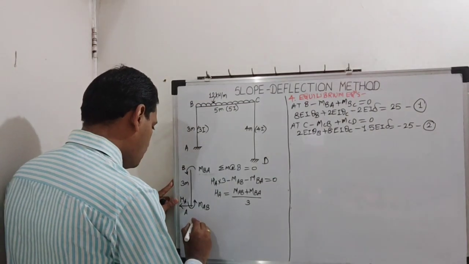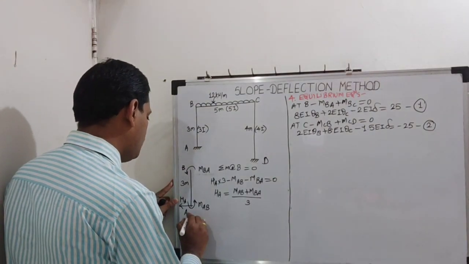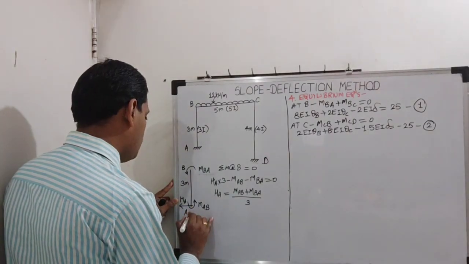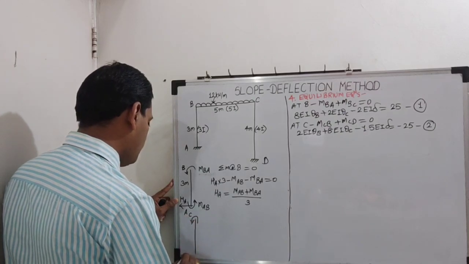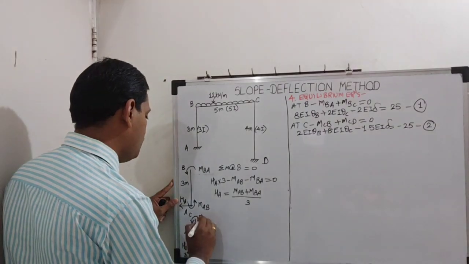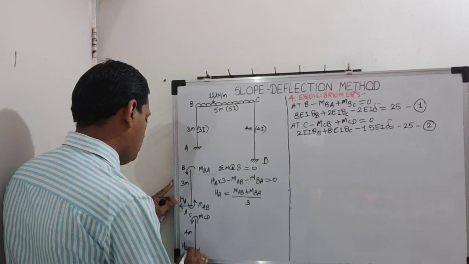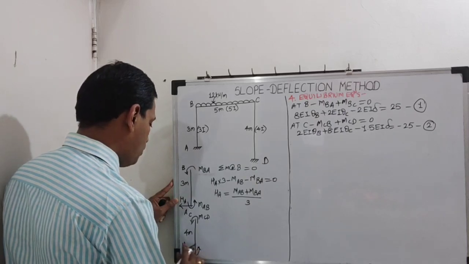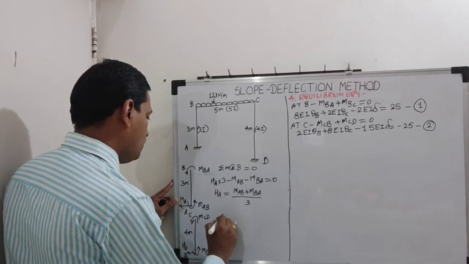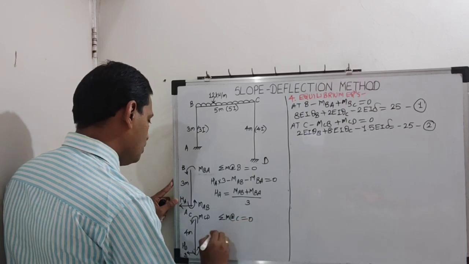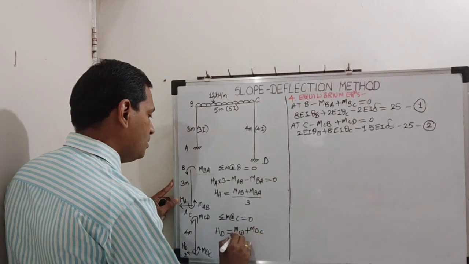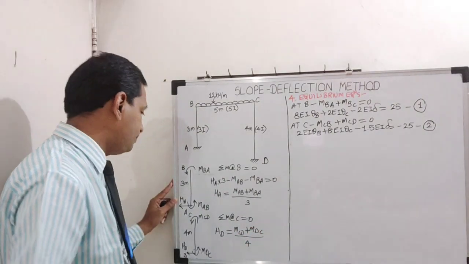Then free body diagram for CD column. C is on top, D is at the bottom. We have to find HD. 4 meter is the height. This is MCD. This is anti-clockwise, we have to assume. So MDC. Here also again we will take summation of moment about C. So HD we will get as MCD plus MDC totally divided by 4.